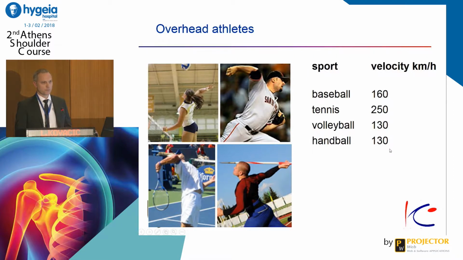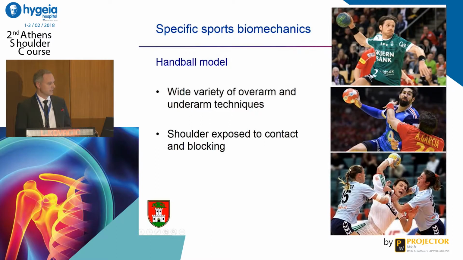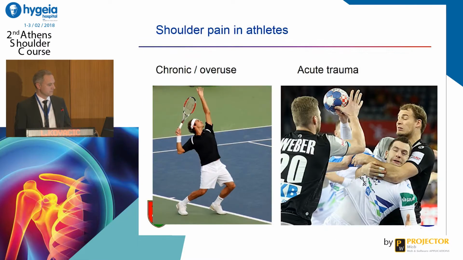But in Europe, maybe baseball is not so popular. We have some other sports which are popular and practiced much more frequently. For example, in this handball model, we can see that we have a wide variety of overarm and also underarm throwing techniques. Additional to this, the shoulder is exposed also to contact and to blocking.